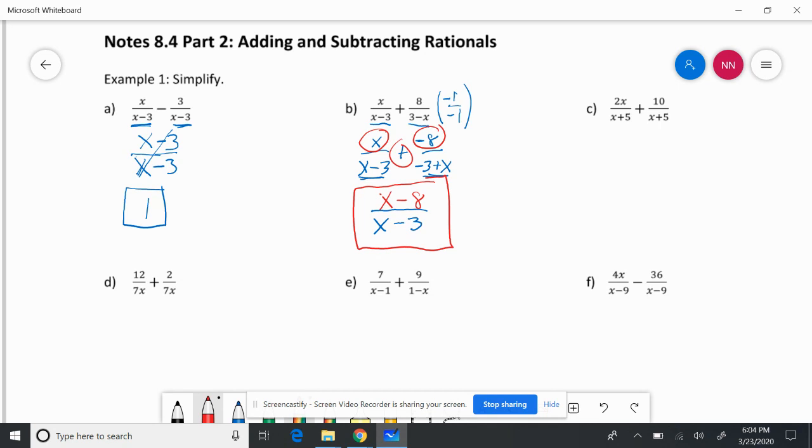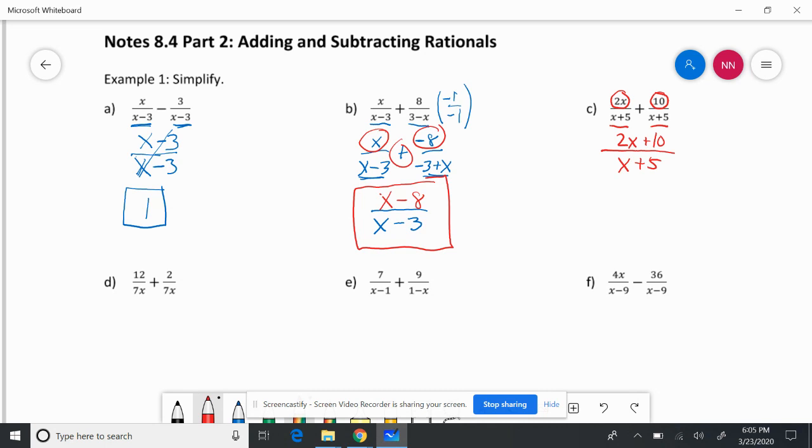Now, looking at letter C, what we notice right off the bat is that our denominators are the same. So that means that we have a common denominator, x plus 5. Now, we're going to add the numerators. They're different terms. They're not like terms. So we're leaving it as 2x plus 10.